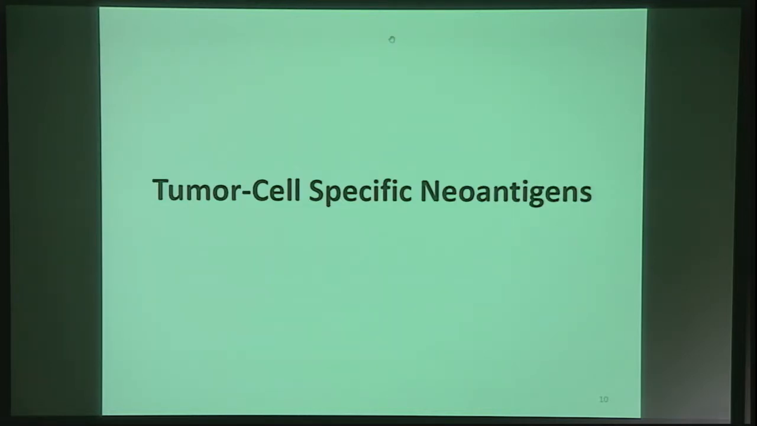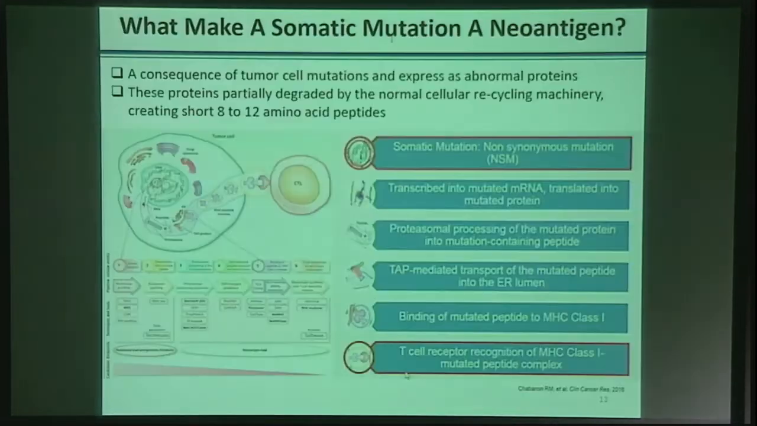Right, so just a little bit of background on these so-called tumor cell-specific neoantigens. What makes somatic mutations become neoantigens? I just mentioned that this neoantigen is a consequence of the tumor cell's expression, and these mutations must also be expressed as abnormal proteins. These abnormal proteins are usually partially degraded by the normal cellular recycling machinery through the proteasome process, and will be cut into short 8 to 12 amino acid mutated peptides.